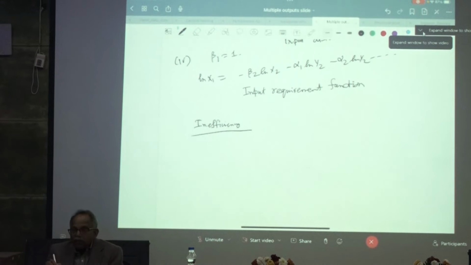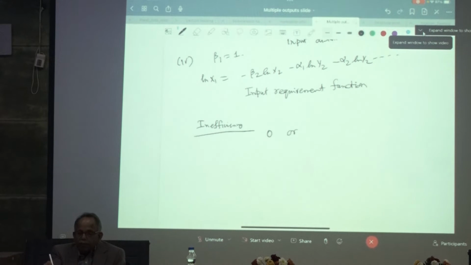Now again, the question is, what type of inefficiency you want to use? Is it output oriented or input oriented? Okay. So if you are using output oriented inefficiency, remember that is associated with output, right? And input oriented inefficiency is associated with inputs, right?